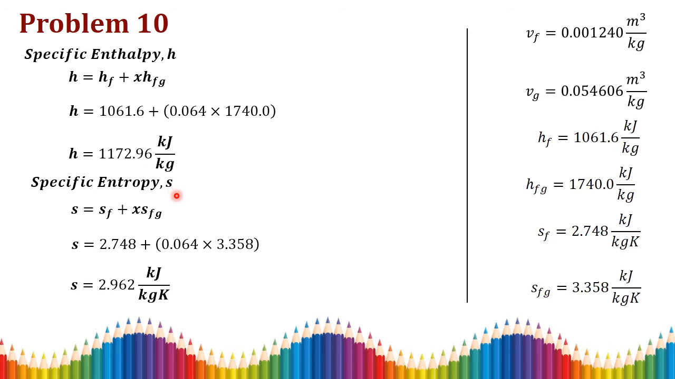In a similar way, we can find the specific entropy. S is equal to Sf plus X into Sfg, where Sf and Sg are taken from the temperature table. T is equal to 250 degrees Celsius, and X we have found from the previous slide. With this, we can solve the simple equation to get S is equal to 2.962 kilojoule per kilogram Kelvin.